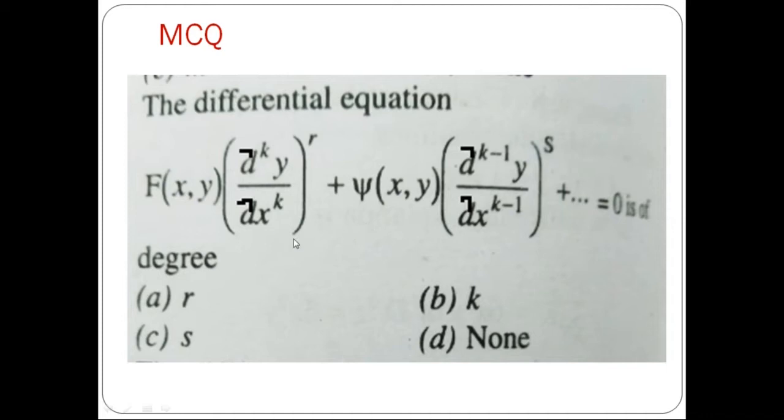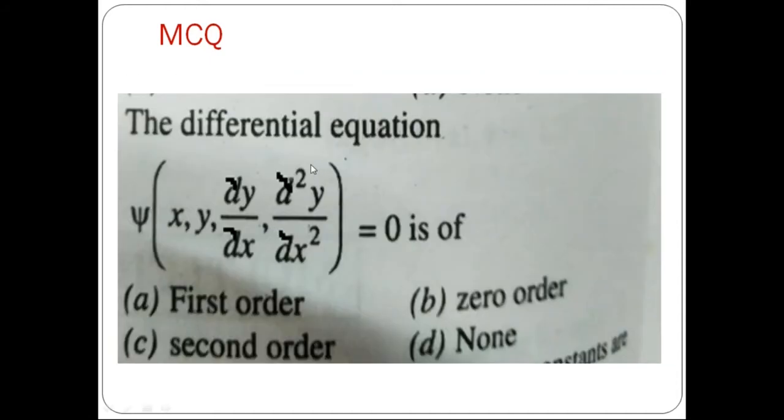Now here in MCQ, for degree, firstly you should find the highest order derivative. What is the highest order derivative? It is understood here it is k. It means the order of this differential equation is k. And what is the degree? Degree means the power of the highest derivative. So this is r. It means the answer will be r here. We will take the first option. Now I repeat, the highest order derivative is k and the power of this highest derivative is r. So the degree is r.